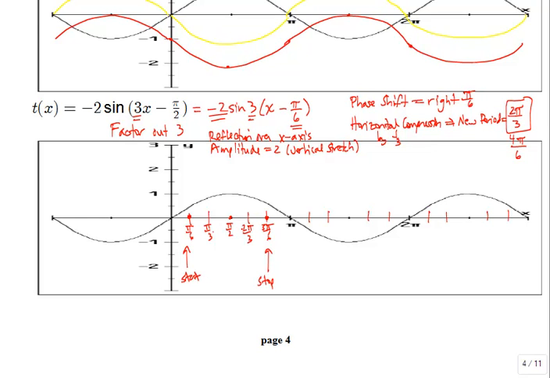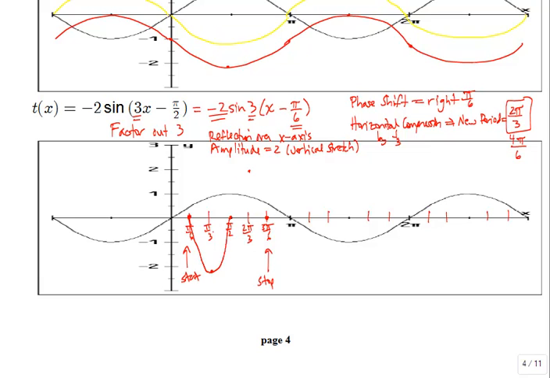And then finally, we've dealt with the phase shift, we've dealt with the compression. Now we need to deal with the amplitude and the reflection. So the amplitude was 2, so normally that would mean I would go up too high, but because we have a reflection, that means we're flipping this sine curve upside down, so now we're actually going to go down 2 first, and then we would go up 2. So here would be our sine curve.